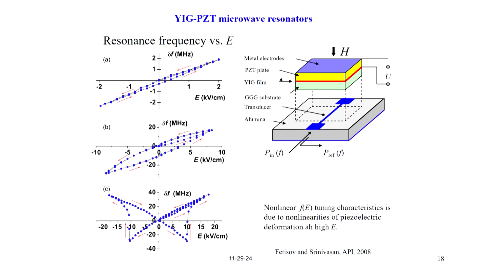As you go to higher electric fields, it becomes non-linear, and there is also hysteresis, and it gets worse if you go to fields on the order of 20 kilovolts per centimeter.